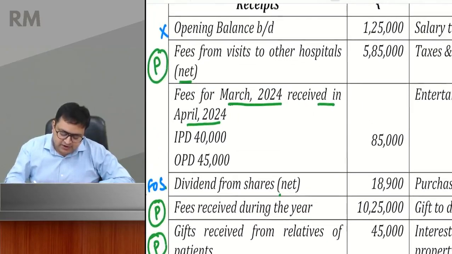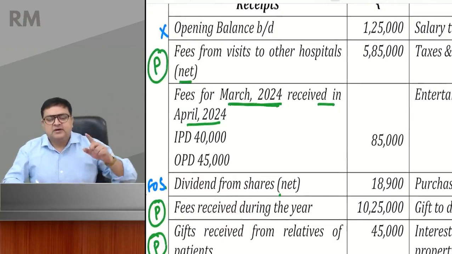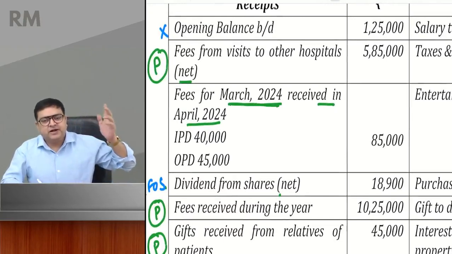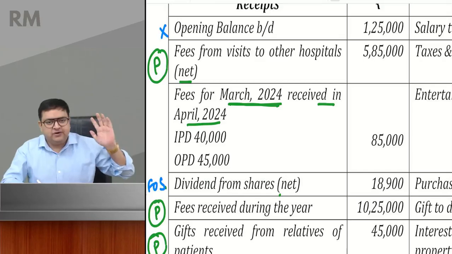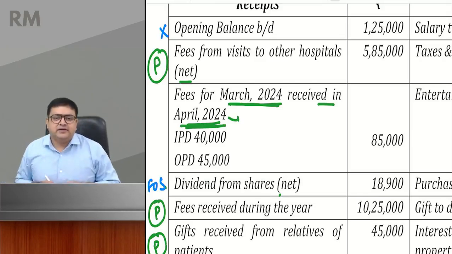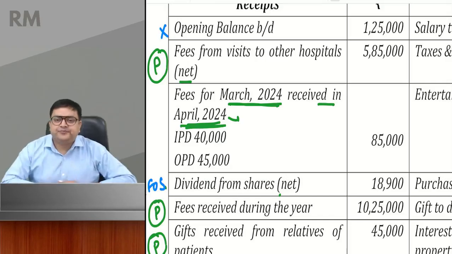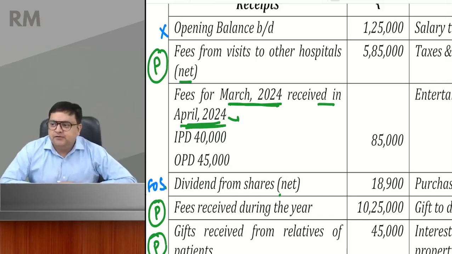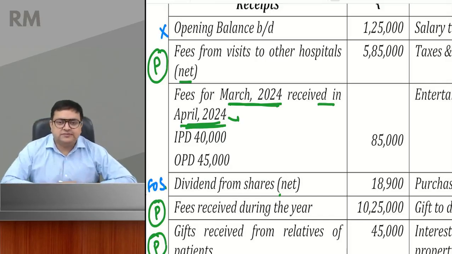Fees for March 24. Guys, to which year does it relate? March 24, previous year, 23-24. Last year it relates. Received in April 24, received in this year, our year. Tell me, will you make it your income or not in this question?